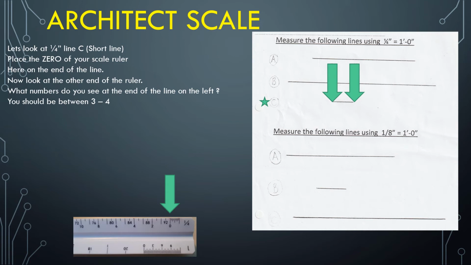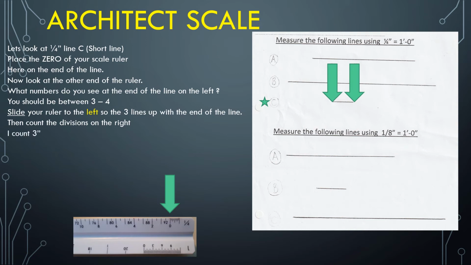Okay, so again, we can't stretch the line to 4. We've got to slide the ruler to the left so that the 3 ends up with the end of the line. So here's the 3. You're going to slide it to the left until that 3 stops right there. Then you just count the divisions to the right. And I count 3 divisions, which would be 3 inches. So therefore, your answer would be 3 feet, 3 inches. And that's how you would write it.